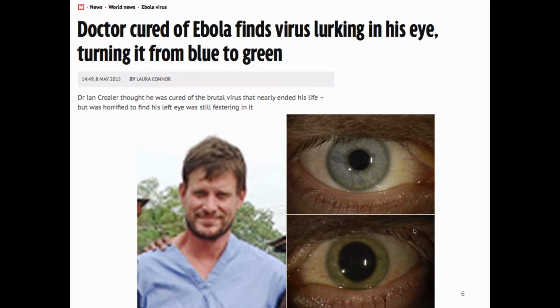And what was shown to have happened is that because his eye was an immune-privileged site, while the rest of his body had cleared the Ebola, while he was cured of Ebola from the rest of his body, the virus was able to linger in his eye, this immune-privileged site, and in fact lead to eye damage.